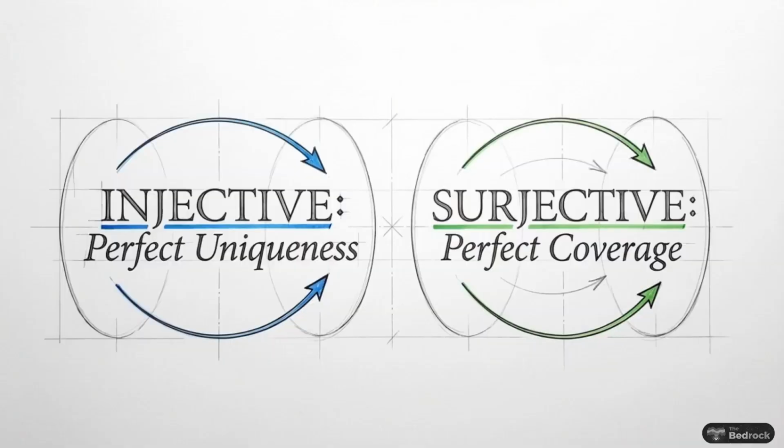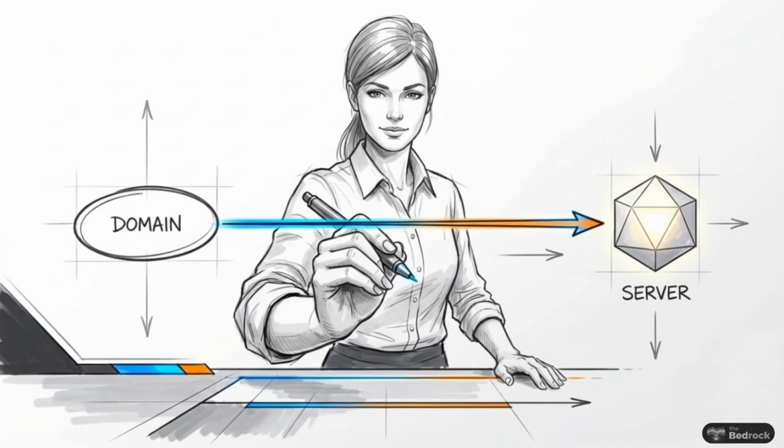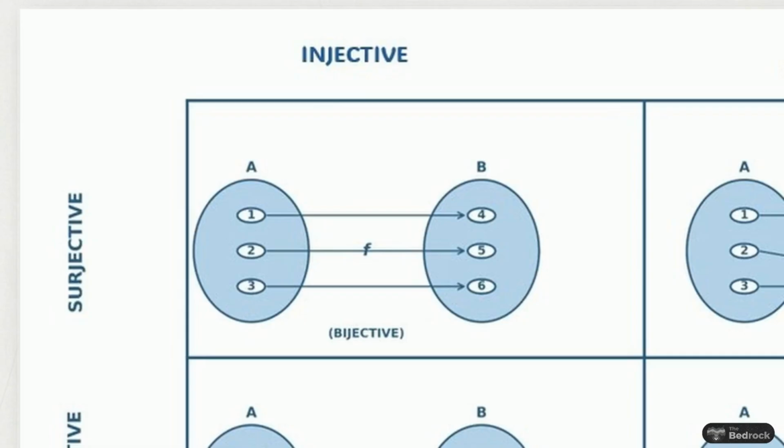We now have a rule for perfect uniqueness and a rule for perfect coverage. What happens if an engineer builds a system that executes both simultaneously? This matrix shows the result in the top left quadrant. It's called a one-to-one correspondence, formally known as a bijective function. Every input has a unique output, and every output is covered.